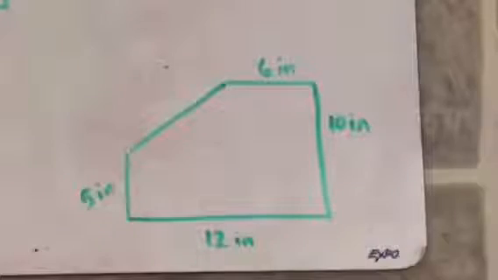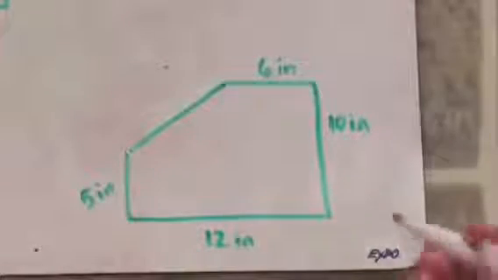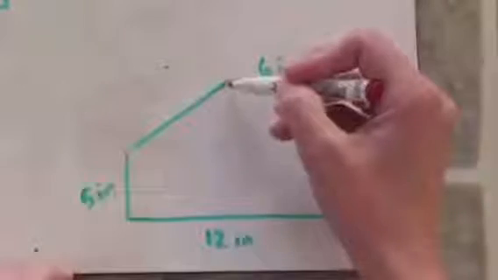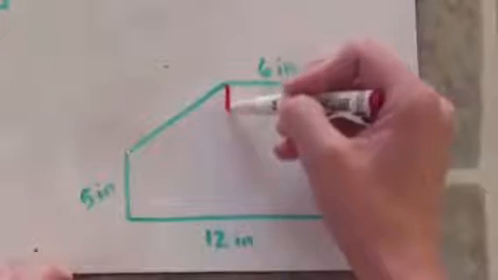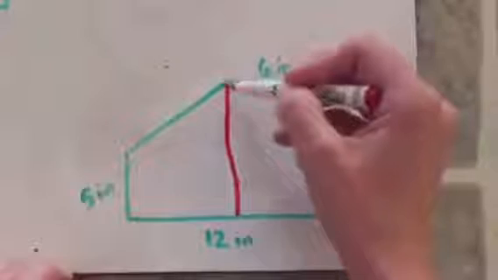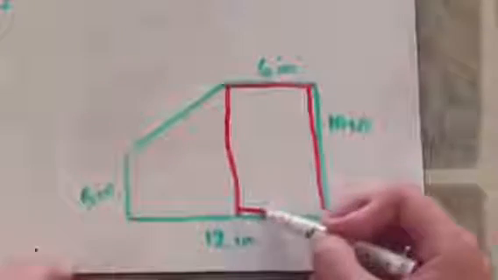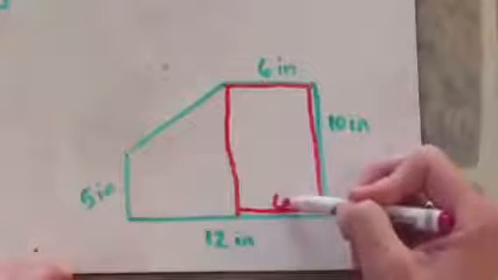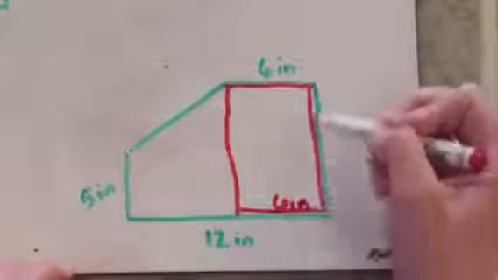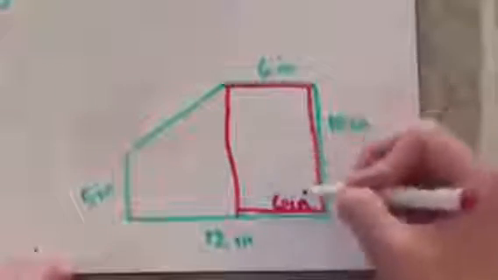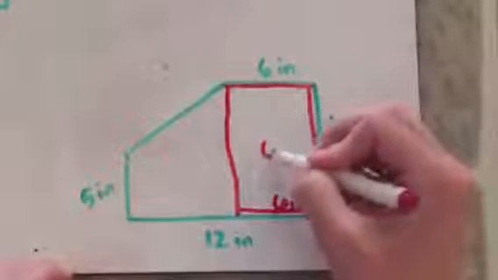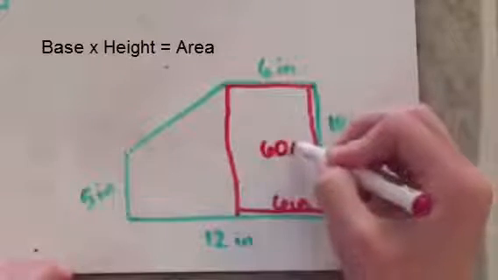Okay, I'm going to show you how I figured this out. What I see here is a rectangle in this space, and this would be a 6-inch by 10-inch rectangle. So 6 inches times 10 inches is 60 square inches.